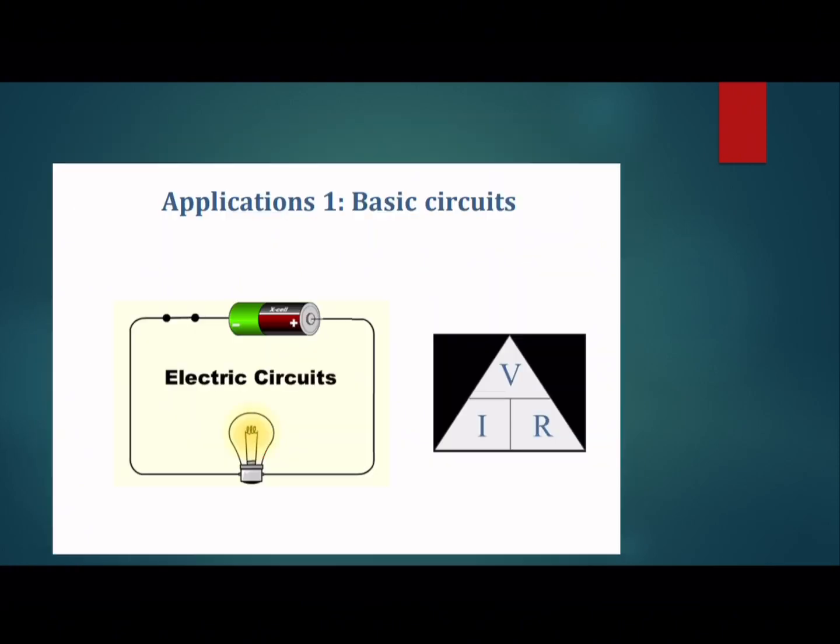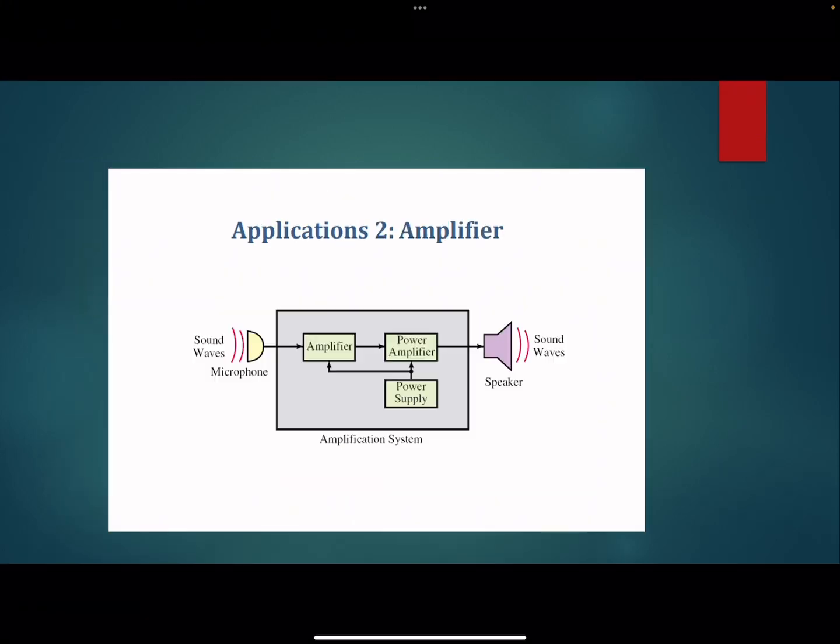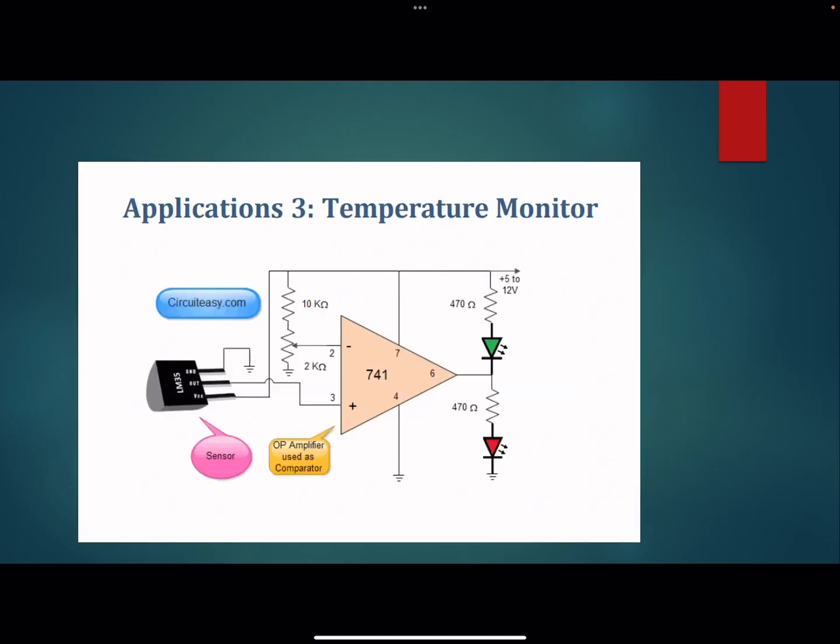So these are the basic applications for basic circuits. This is a series circuit. We have the power source, then power on the light. This is Ohm's law. Another application is an amplifier. We have a sound through our microphone, and after the amplifier, it can turn up our voice. For this one, application 3 is a temperature monitor.